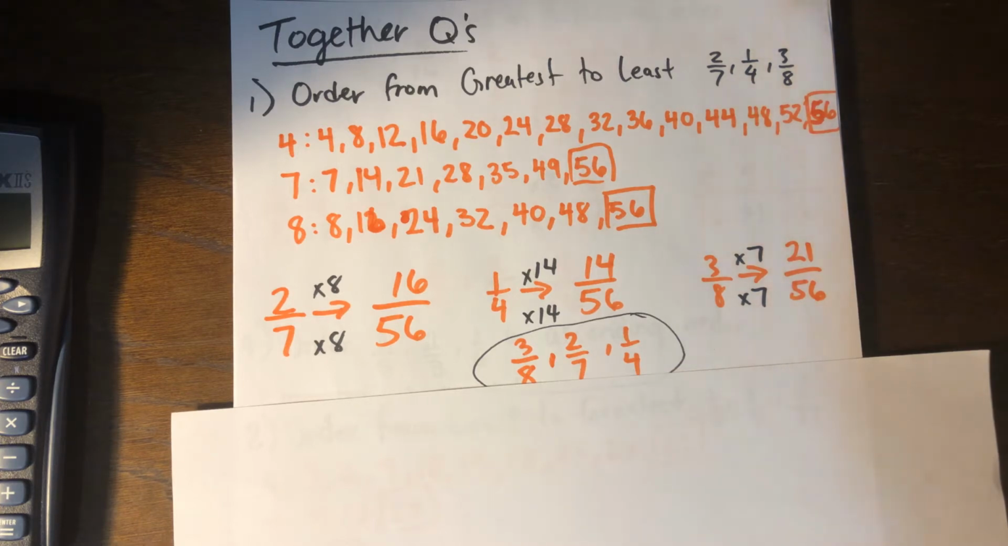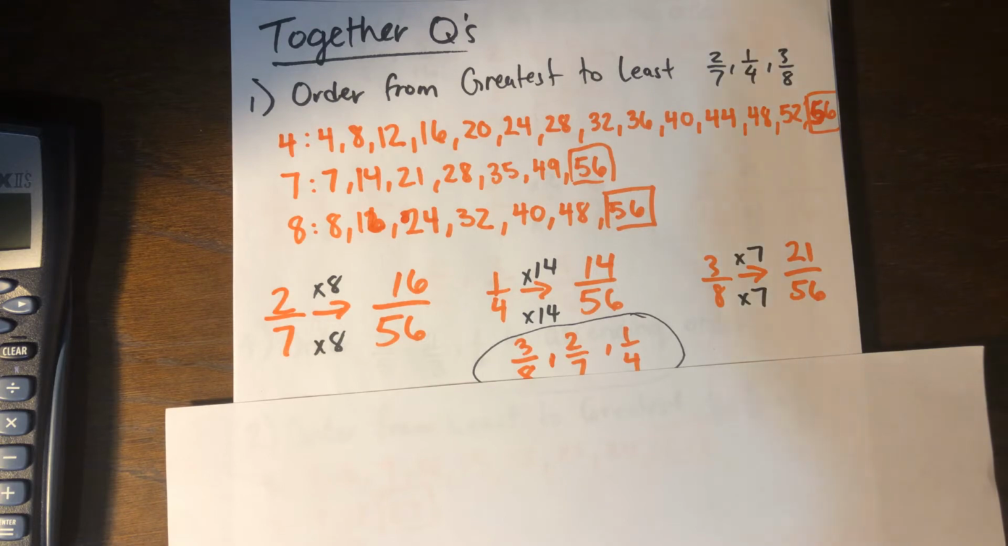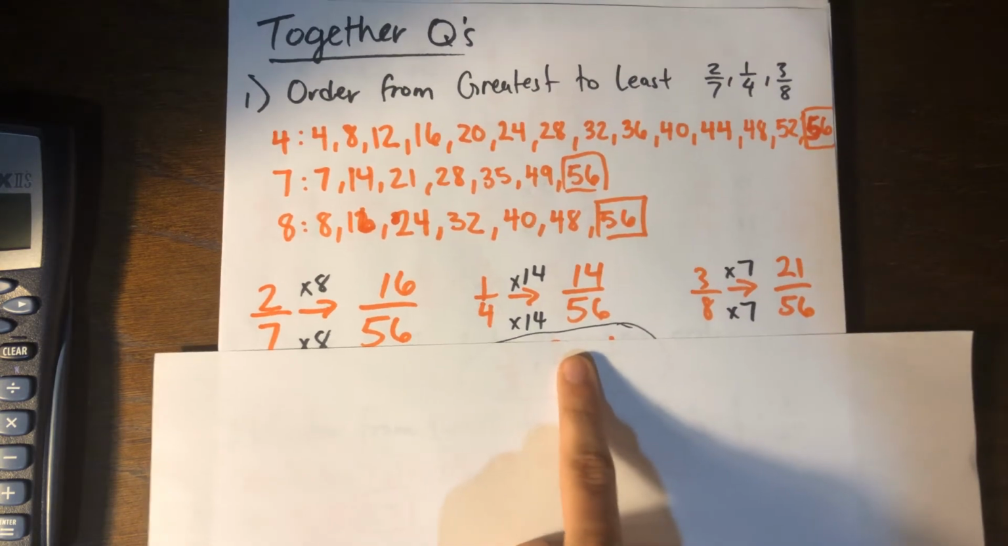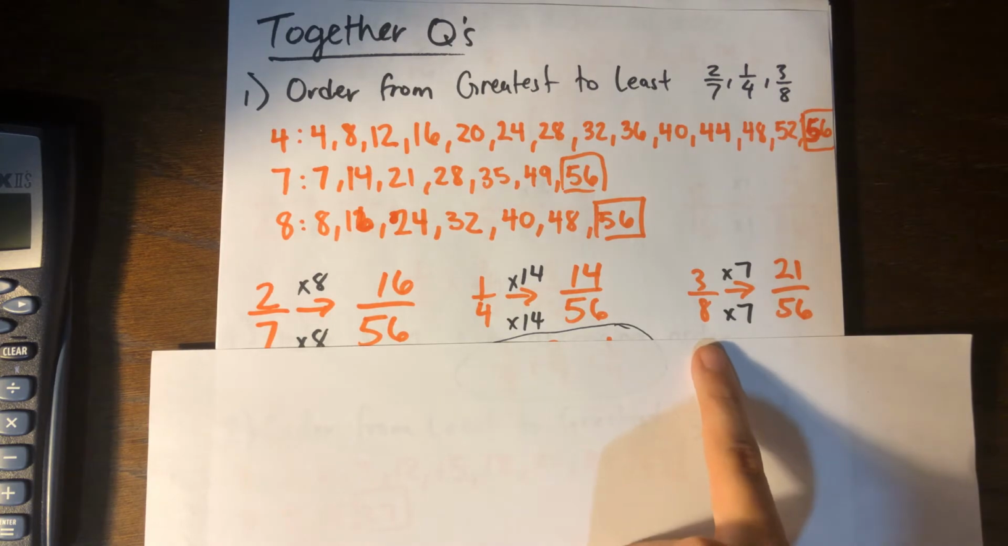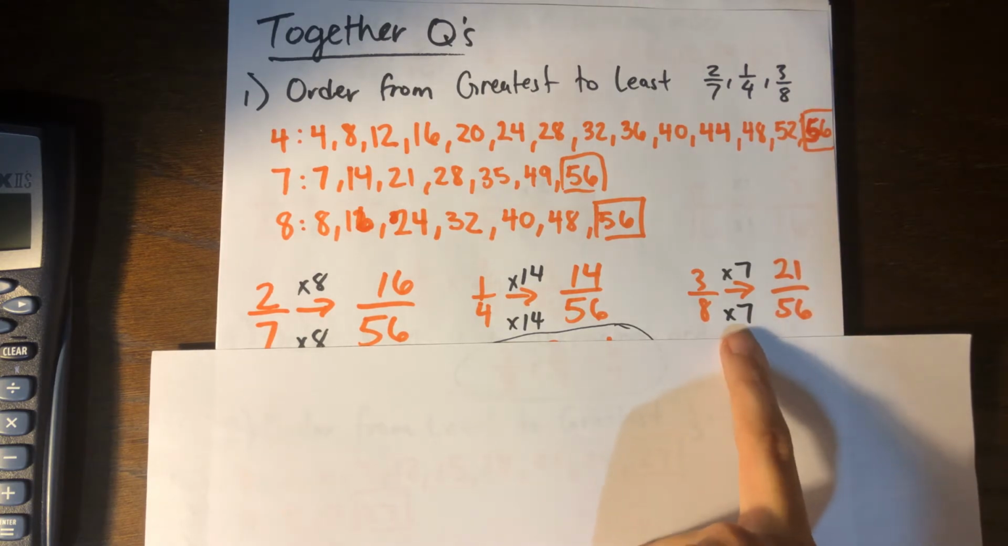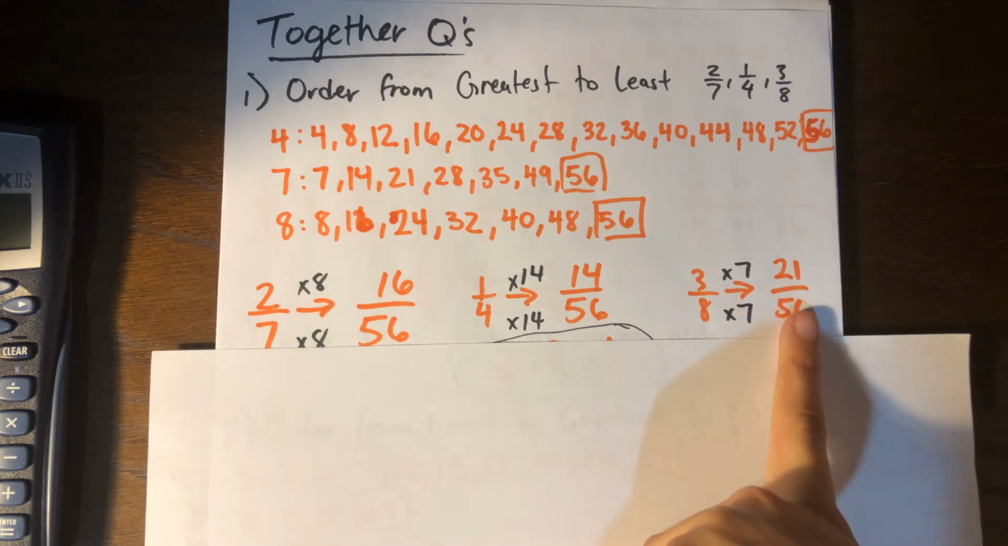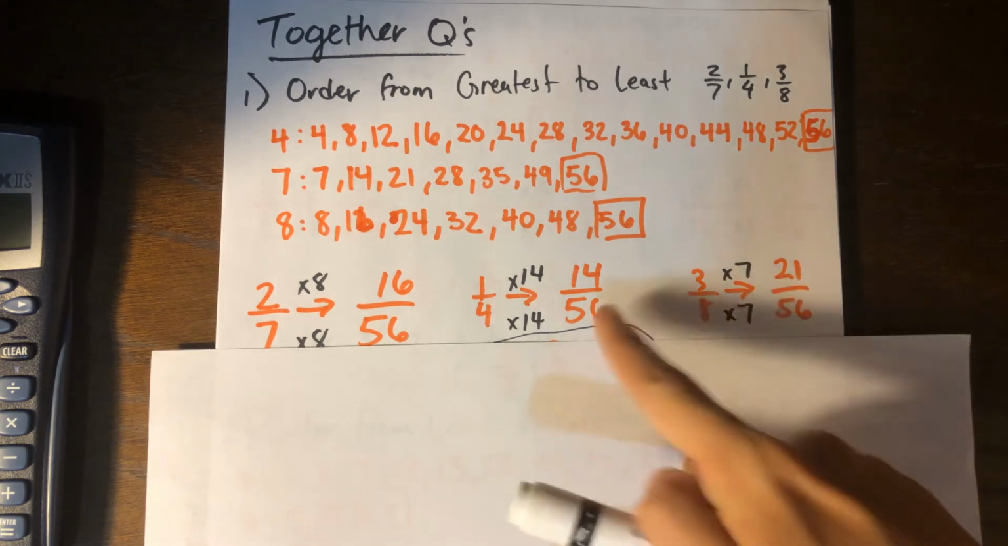The next one, we had a fourth, and then again, 56 was our common denominator. We ended up multiplying the top and the bottom, so the numerator and the denominator, by 14. So then 1/4 became 14 out of 56. Last but not least, 3/8. From 8 to 56, I multiplied by 7. So I multiply by 7 to the top. 3 times 7 is 21. Then I have all common fractions.